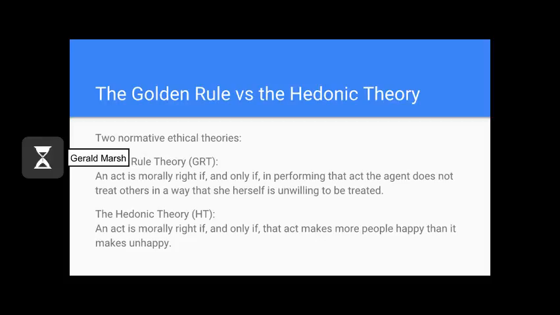Different criteria of rightness lead to different normative ethical theories. So contrast the Golden Rule theory with the simple hedonic theory, or HT. According to the hedonic theory, an act is morally right just in case it makes more people happy than it makes unhappy. This is a way of capturing a very simple utilitarian style of moral reasoning. Do the act that produces the greatest happiness and fails to produce a lot of unhappiness.